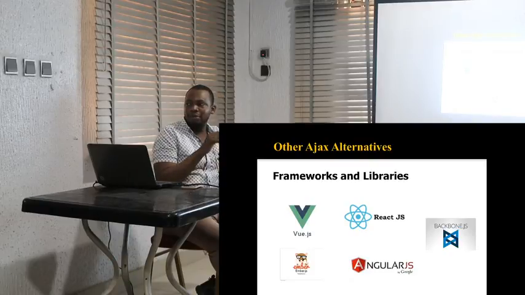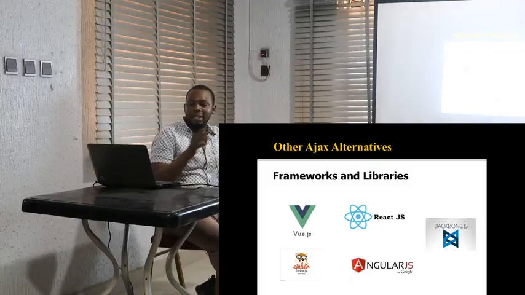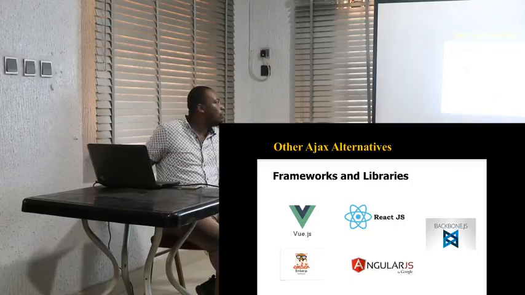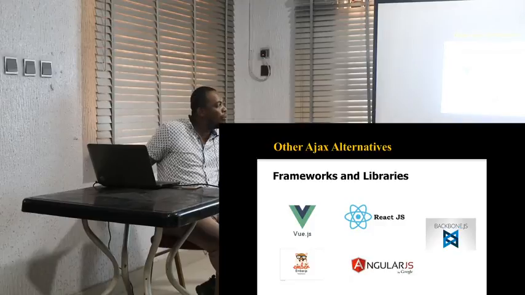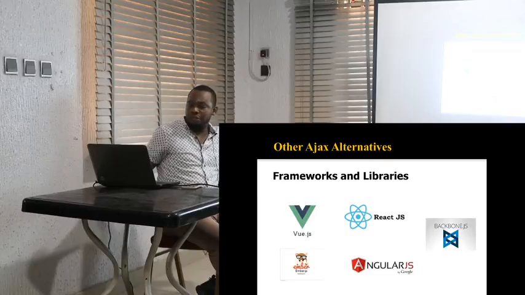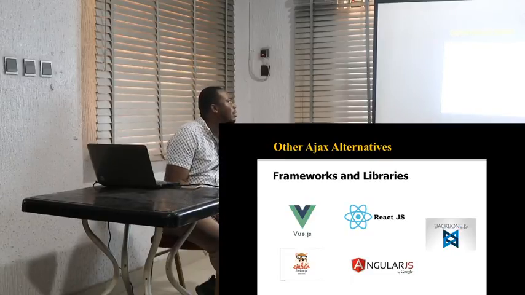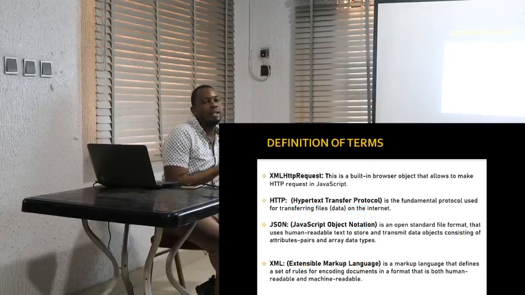Also, Angular has its own model, and it comes with its own inbuilt stuff. We have ng-model, ng this one, and ng that one. We also have Backbone. All these frameworks and libraries come with their own way of connecting to the servers, mostly using Axios to do the job for them. So the definition of terms I've used: the XMLHttpRequest is a built-in object that allows the browser to make HTTP requests in JavaScript.